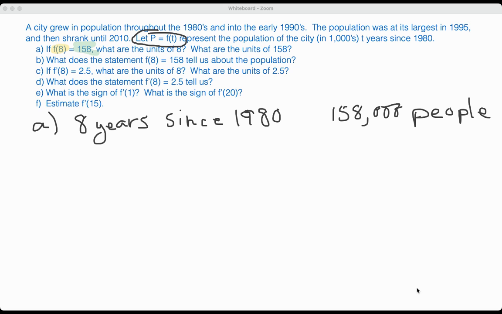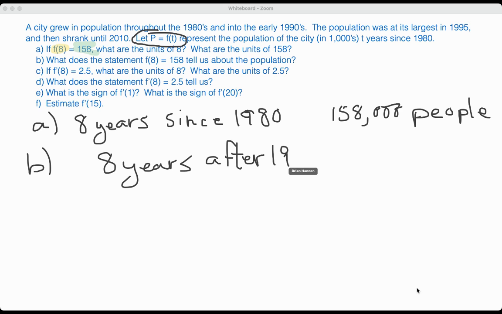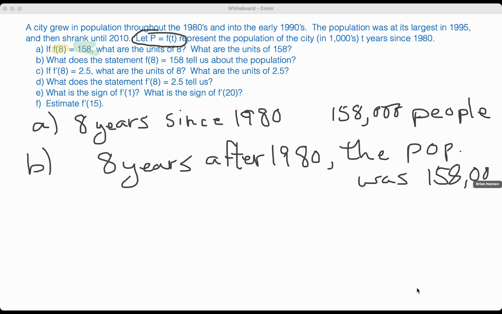So then we get to part B and we have to think, well, what does this mean? Well, I think I just said it. What's the meaning of that statement? That means 8 years after 1980, the population was 158,000 people. I don't know why I'm writing this down. I just said it out loud, but that's something to think about. What does that statement mean? This is just functions. This is not even derivatives yet.